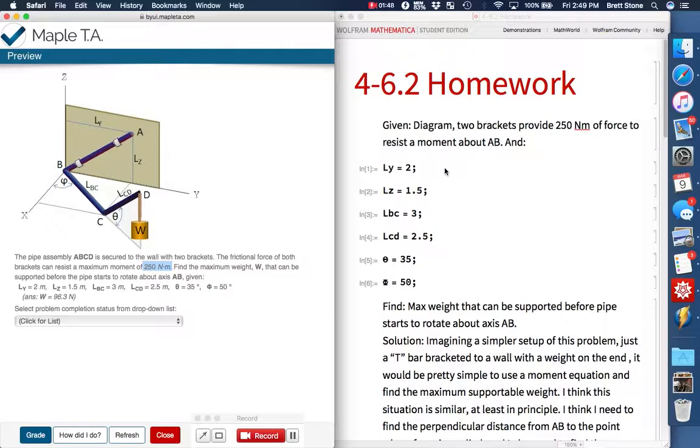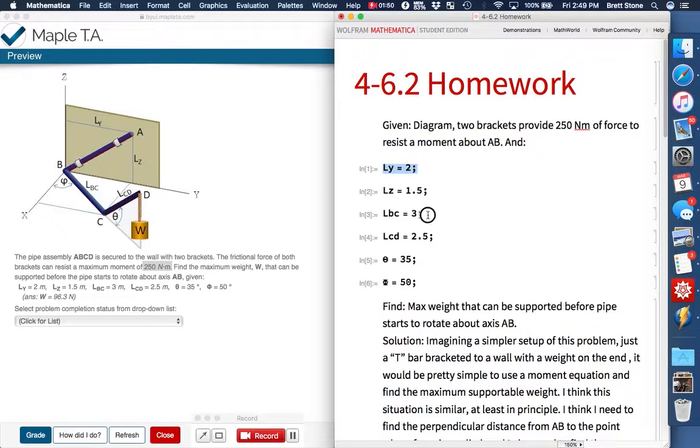So we were given all these lengths and angles. We're given this angle here, phi, and this angle, theta, and all these different lengths.